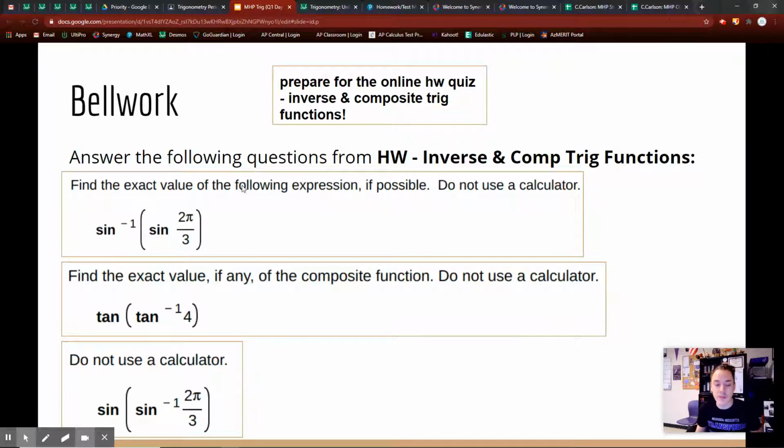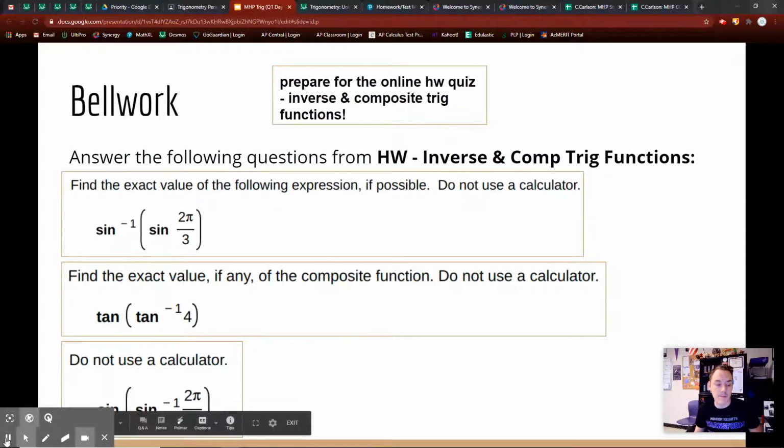Let's get started. These are the 3 examples that I want to get through. So go ahead and pause the video if you need to, and we're going to get started on all of them.